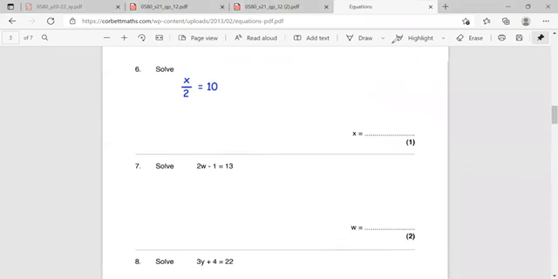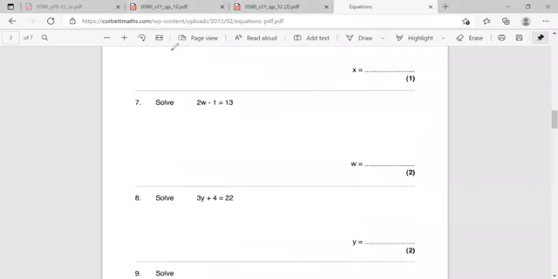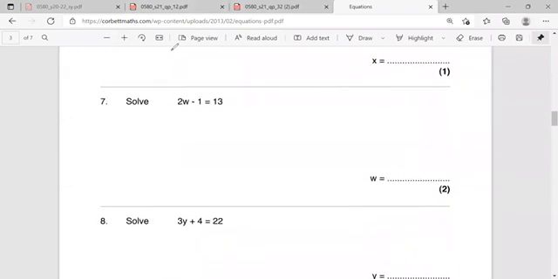Question 6, x over 2 equals 10. Exactly the same condition as question 5. I will move the 2 to the other side as multiplication. x equals 20. Here in question 7 and question 8, we have another case, which is I have a coefficient which is more than 1 for the unknown, and I have a term that is added or subtracted to my unknown.